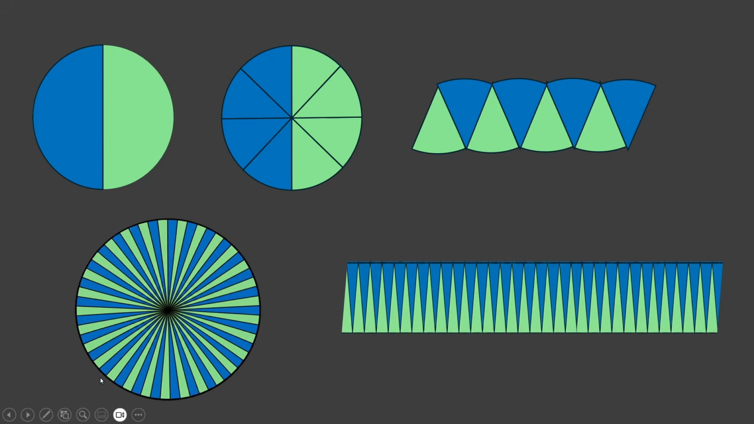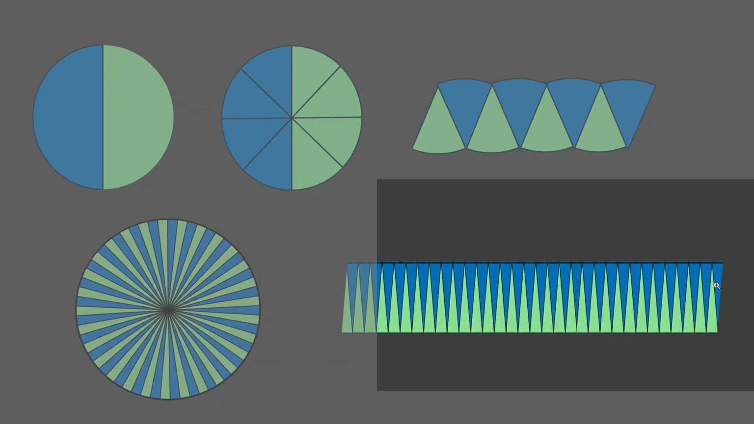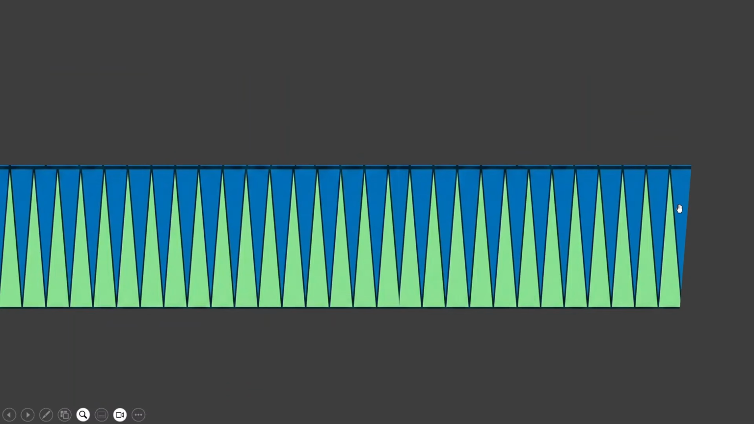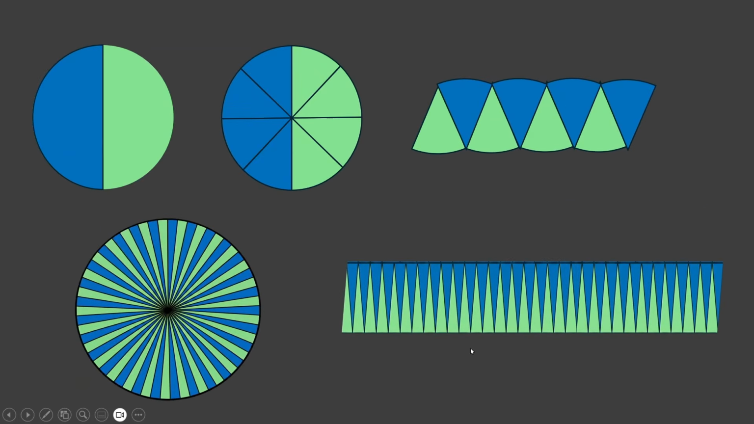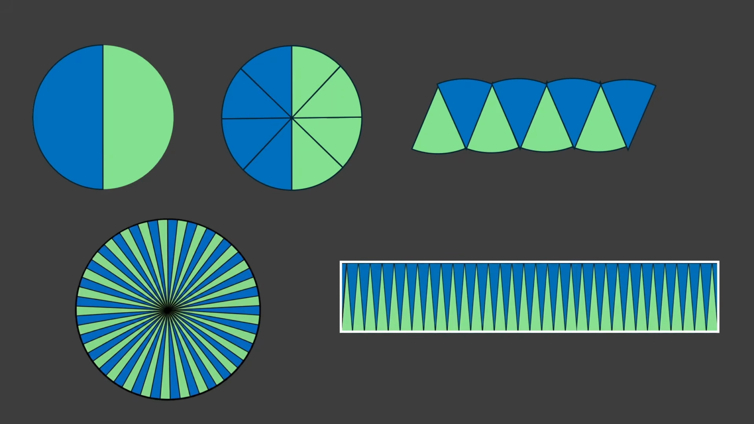Now, look over here, the last one, this one. How about if we cut this into half and place that half portion over here? This then forms a rectangle, right?